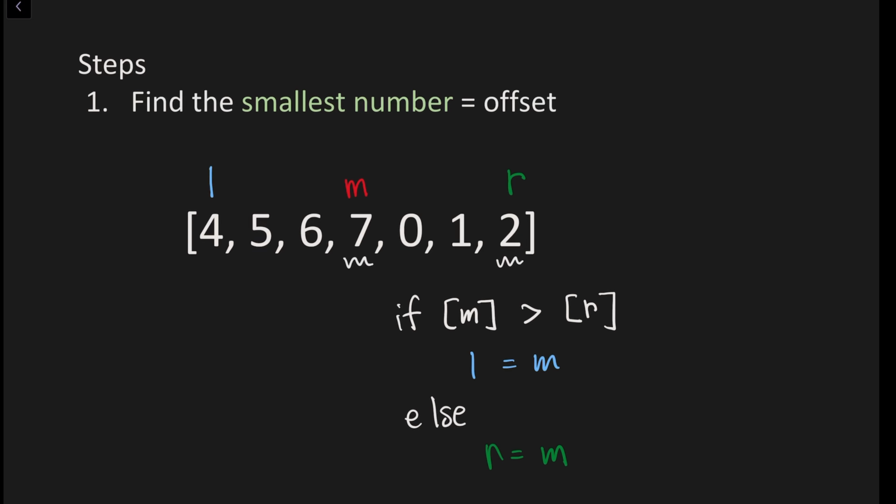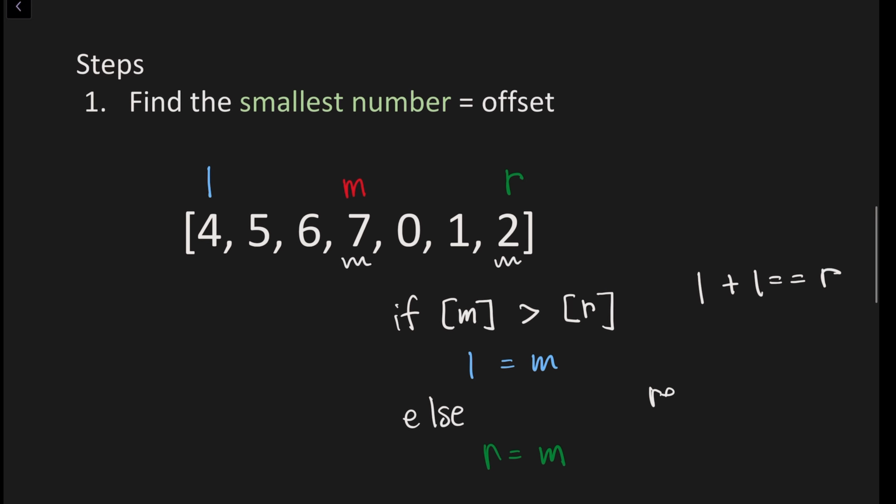And after that, we can break the binary search when left plus 1 is equal to right, so when the left and the right pointers are next to each other. And after that, we can just return either left or right, whichever one is smaller.